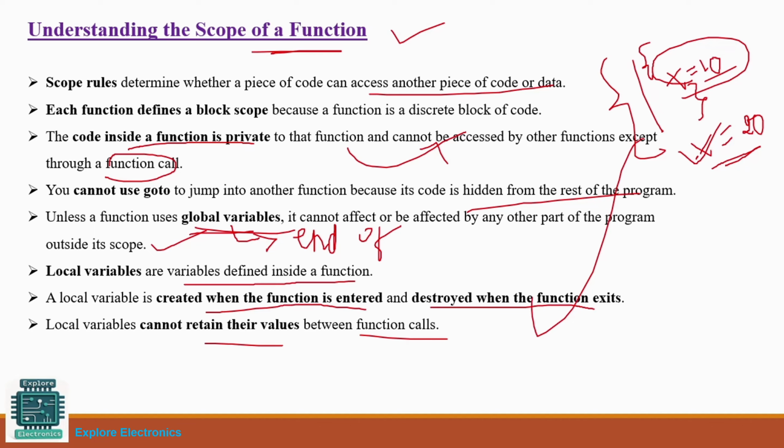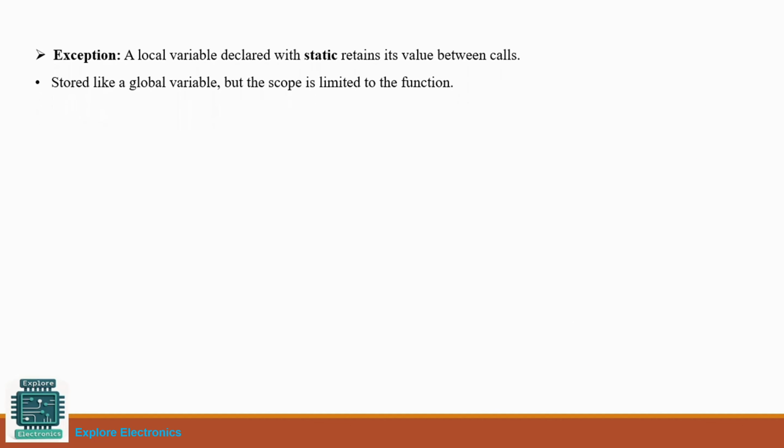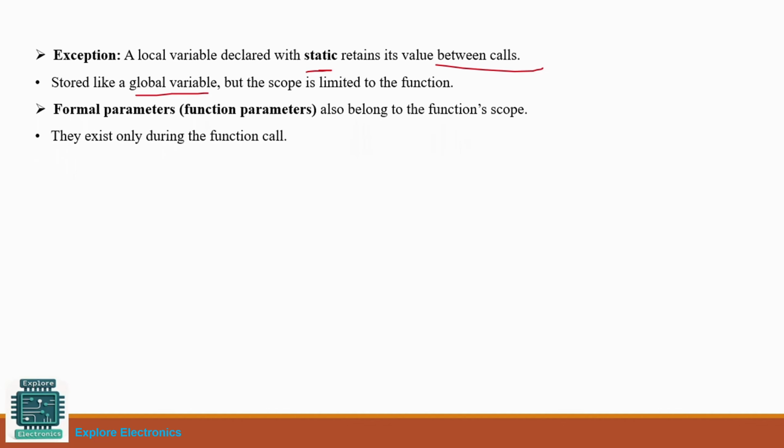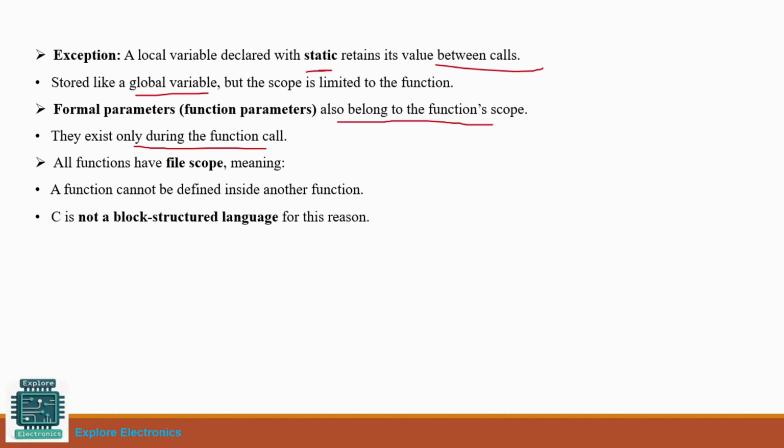What I said here, I have given in a statement. Right? Now, here is an exception. A local variable declared with static retains its value between calls. It is stored like a global variable, but the scope is limited to only that function. Now, formal parameters also belong to the function scope. They exist only during the function call. Also, all functions have a file scope, right? And a function cannot be defined inside another function. C is not a block structured language. For this reason, it is an important point.